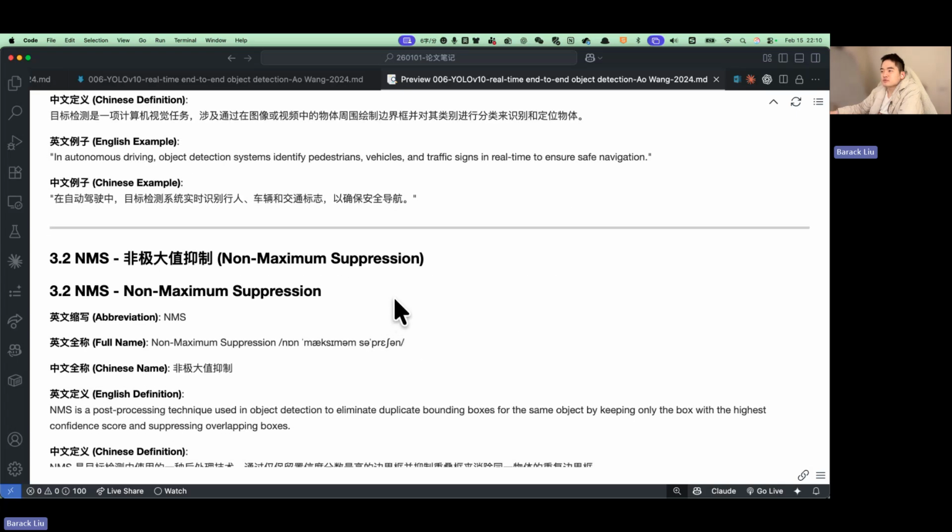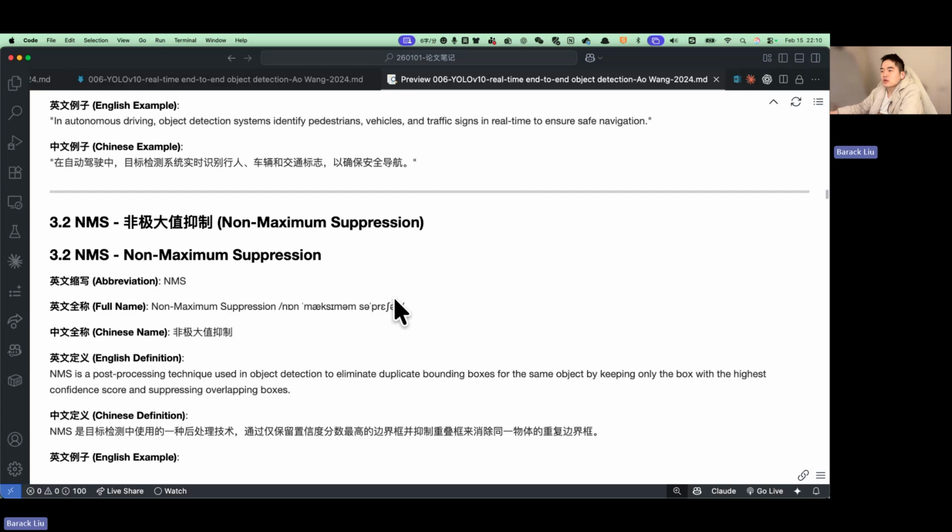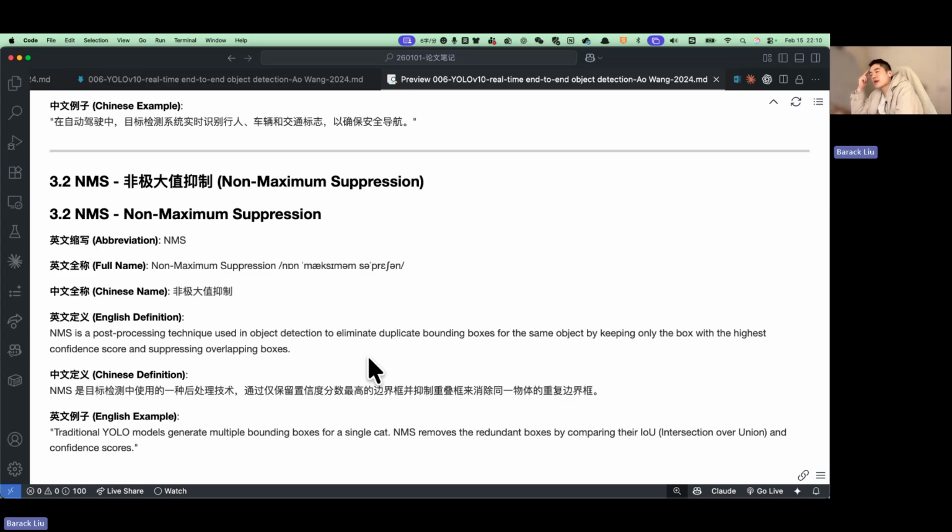Non-maximum suppression. NMS is a post-processing technique used in object detection to eliminate duplicate bounding boxes for the same object by keeping only the box with the highest confidence score and suppressing overlapping boxes.